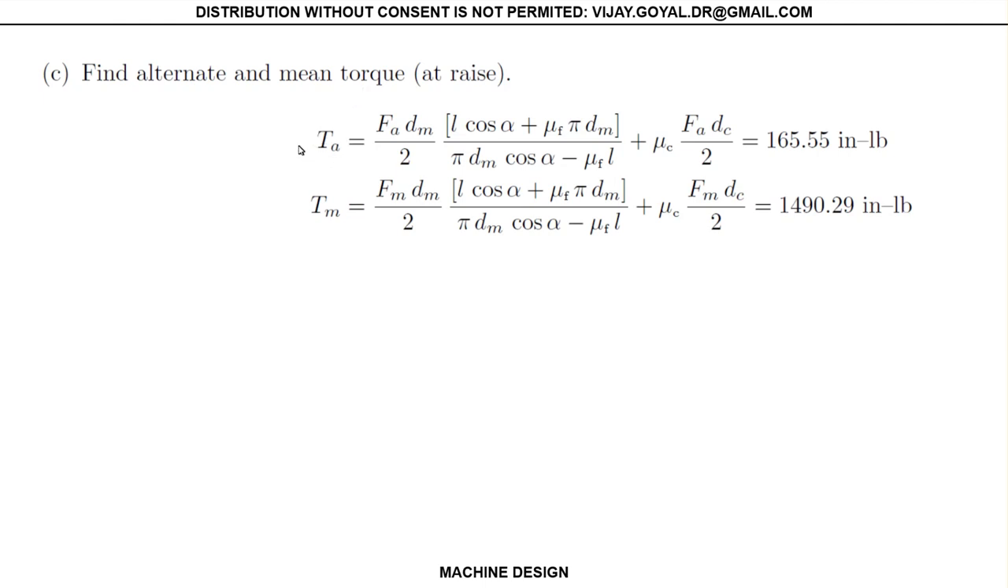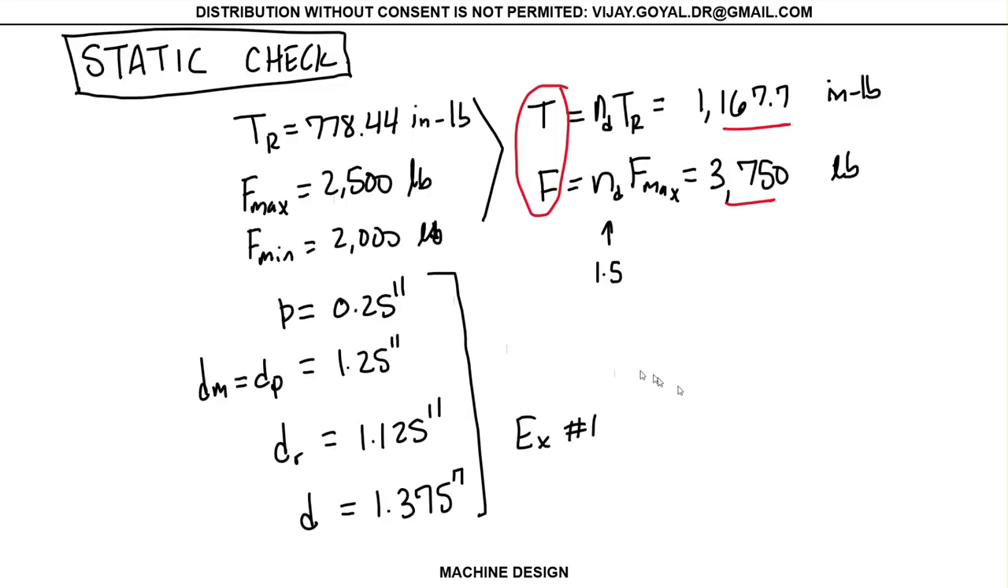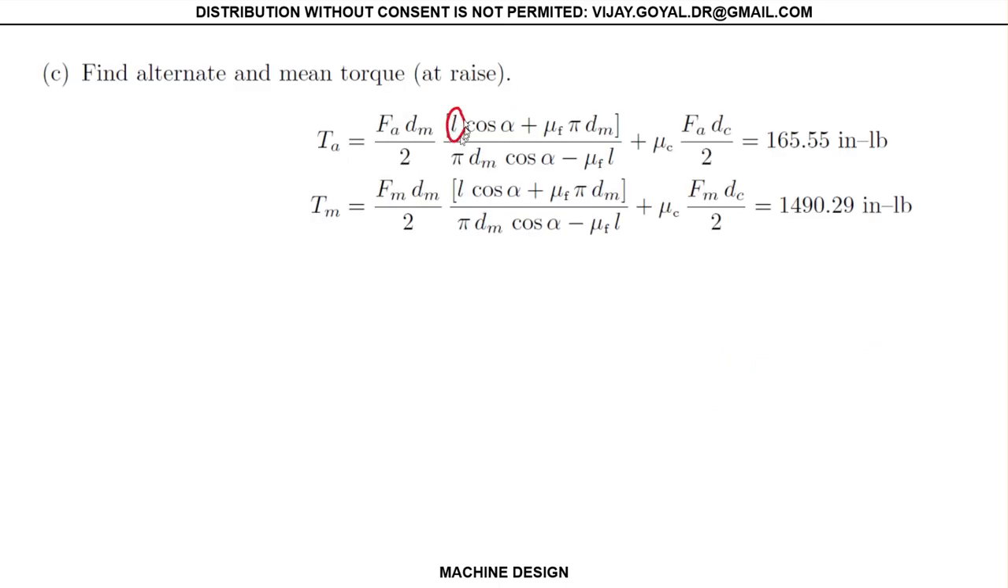And so you just replace the values here. And what I want to highlight here is all this information is given in the problem, right? Even your L is given. Remember, L was 3 times P. That was equal to 0.75 inches. Okay, so we know your L. We have all the information you need.